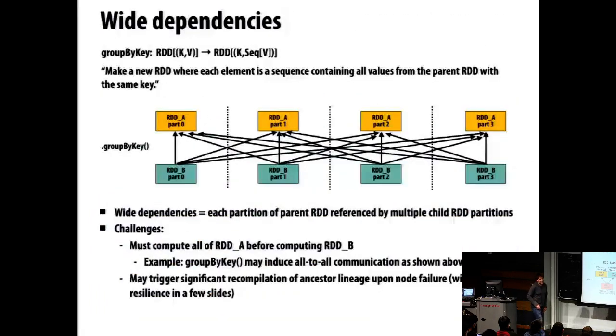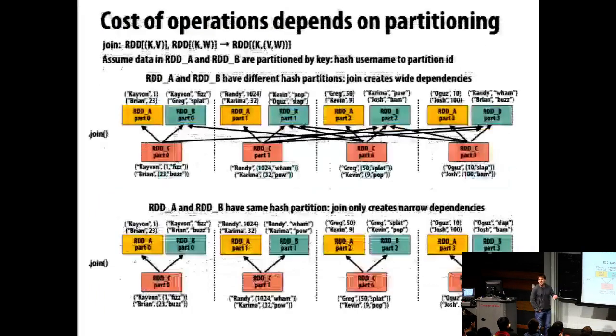Here's another one that's actually kind of interesting. Imagine the join operation, which takes names and values here, the same names and different values, and produces a new RDD, which is names, comma, both values. So let's start at the bottom, actually.